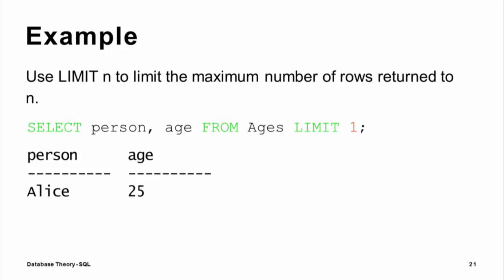And also sometimes your query returns just too many tuples, it's just too many rows. You can then limit the number of rows to be returned, and you use that limit keyword. So in this case you are using limit 1, which means it will just return the topmost row from your query.